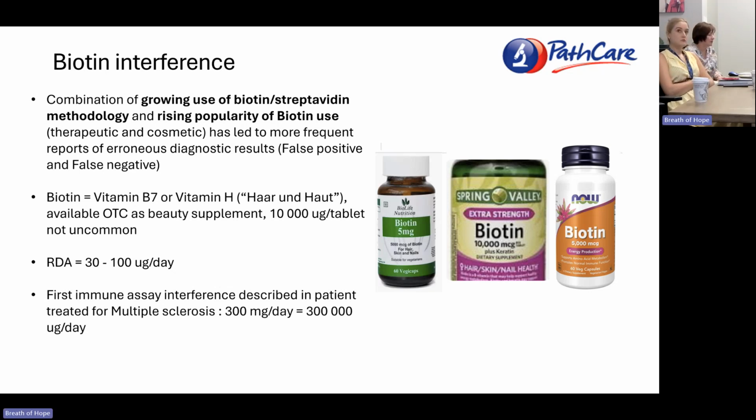When we look at the first immunoassay interference report, it was described in a patient that was treated for multiple sclerosis. In those patients, the dose is typically 300 milligrams per day. That equates to 300,000 micrograms per day. So really massive doses can be given with biotin.